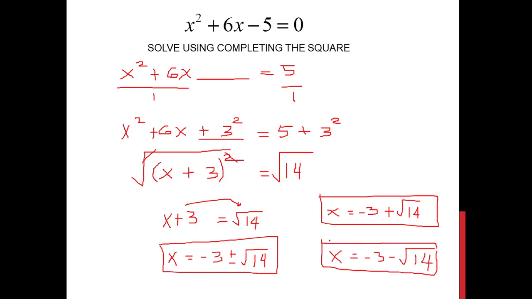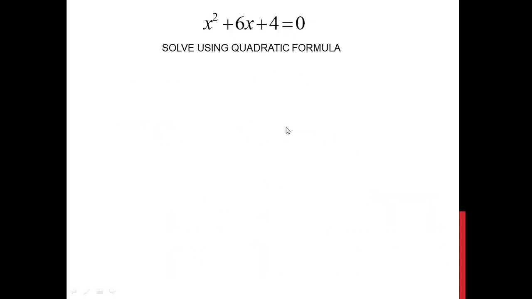Again, please try to remember the result on this equation, x squared plus 6x minus 5, as we used completing the square. Let's see if we could come up with the same result using the quadratic formula. Now let's try to solve the first example using the quadratic formula: x squared plus 6x plus 4 equals 0.